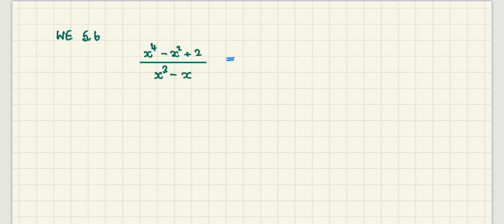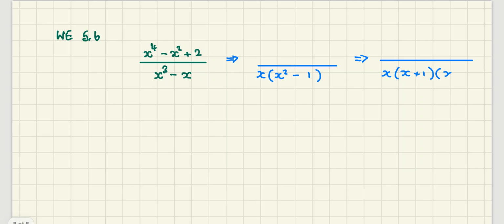How can we factorize? So factorizing the top. Okay, so the denominator is going to be x times x squared minus 1, which you can do as a difference of two squares. So we've got x times x plus 1, x minus 1.